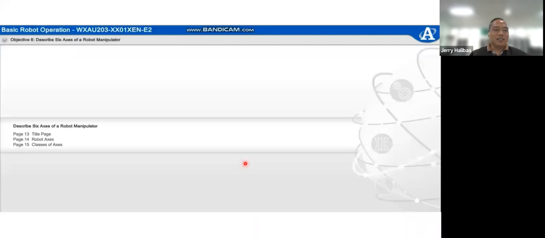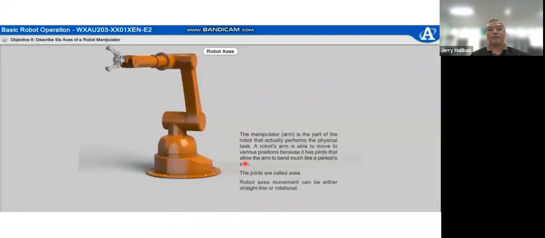Okay, so next is to describe the areas of the robot manipulator. The manipulator, the arm itself, is the part of the robot that actually performs the physical task. A robot's arm is able to move to various positions because it has joints that allow the robot arm to bend much like a person's arm. The joints are called axes. An axis could be a straight line or rotational. In more advanced robotics there is linear movement, unlike the ordinary movement which is not linear. Okay?